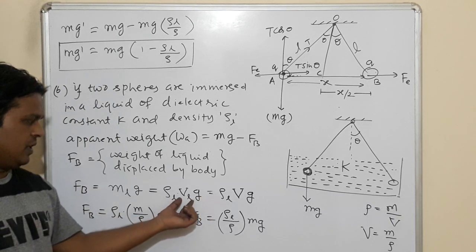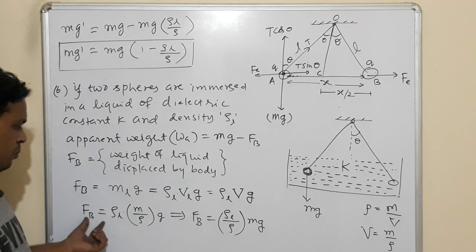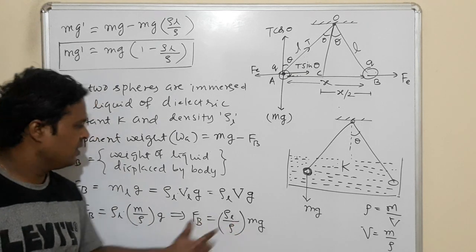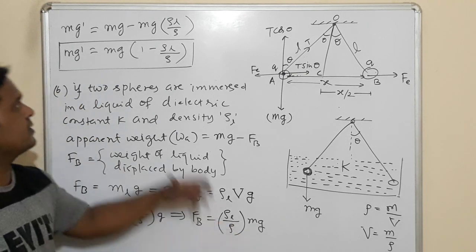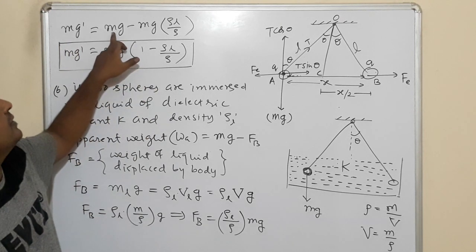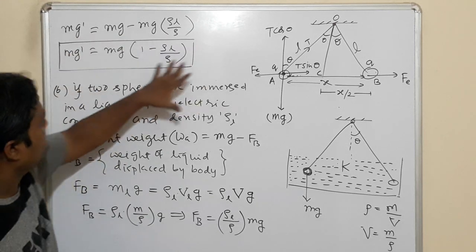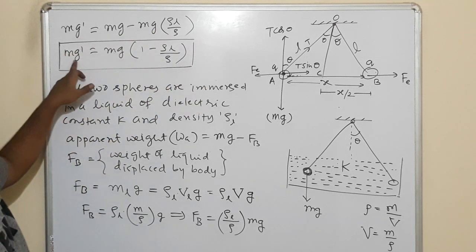Then the volume of the liquid displaced is equal to the volume of the body. Then we will write the buoyant force is equal to this. Then apparent weight is equal to mg, the real weight, minus the buoyant force. This is how you calculate apparent weight.